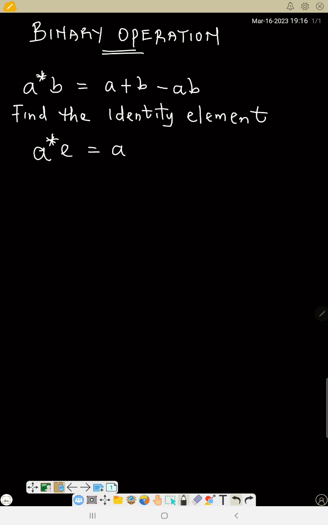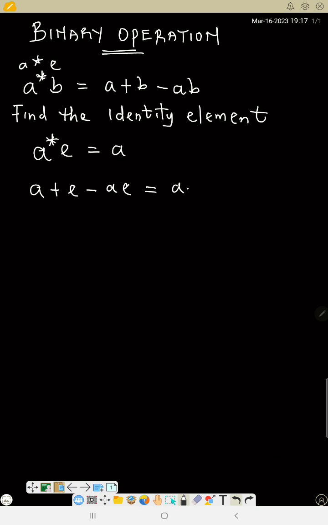So now, using this same property, we have A * E here. A remains as A, B will now be E. So this becomes A + E. Remember, A * B is A + B - AB. So A * E now will be A + E - AE, then equals A.